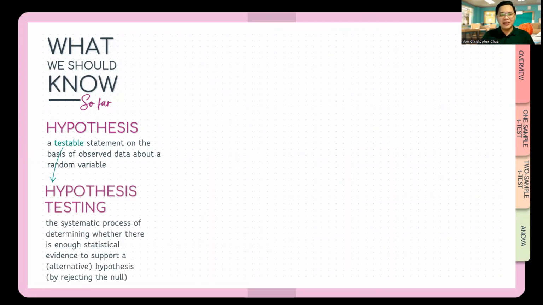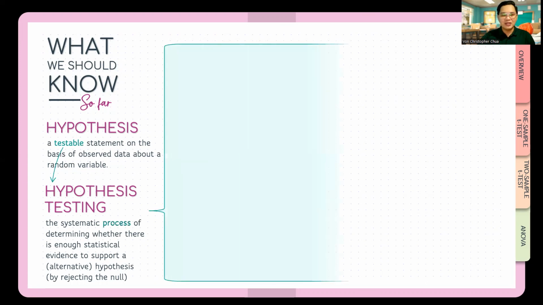And the process that we are interested in is testing that hypothesis by gathering data from a certain sample that represents a population and trying to determine whether or not we're able to gather enough evidence to reject a null hypothesis. So in a nutshell, we say that hypothesis testing is a systematic process of determining whether there is enough statistical evidence to support a hypothesis by rejecting another hypothesis. You would remember that in the previous discussions, we presented the 5 different steps in hypothesis testing.